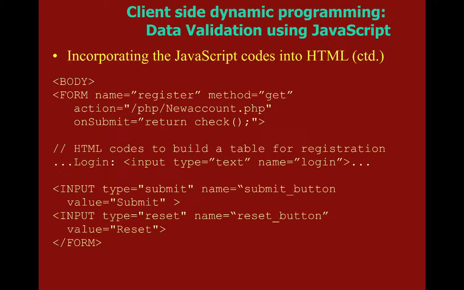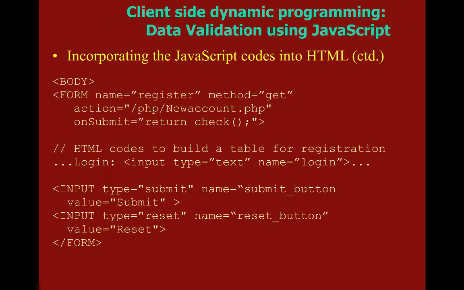But if check returns true, all the information that is entered by the user will be posted to the server using the get method. That's why the get method is specified there in the attribute method, and it will be posted to a program that's going to receive all these form details. That program is in a directory called PHP in this example, and it is called new account.php. So it's a PHP program.